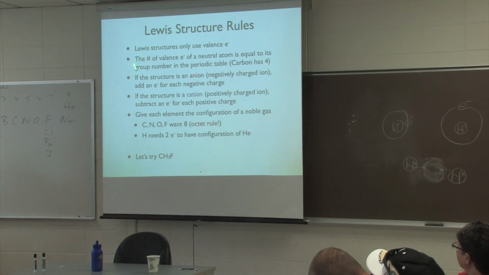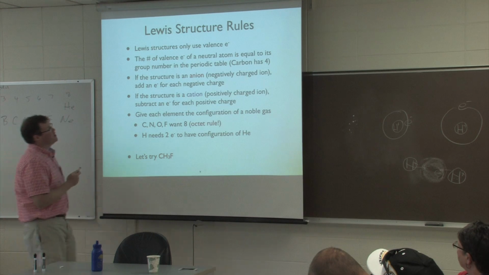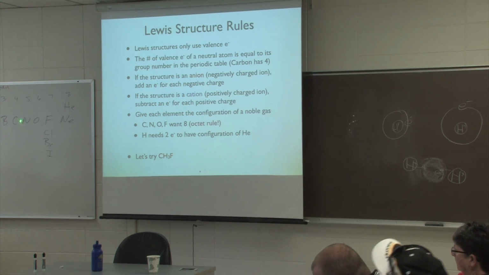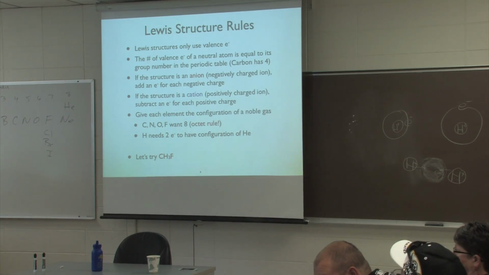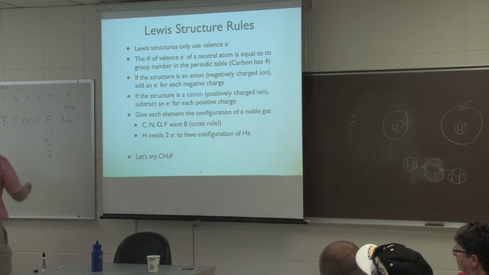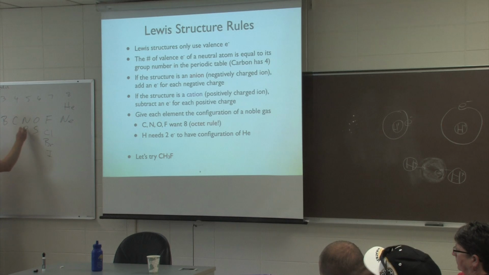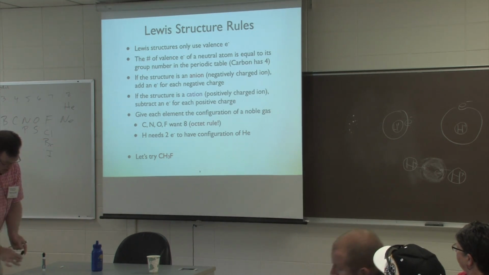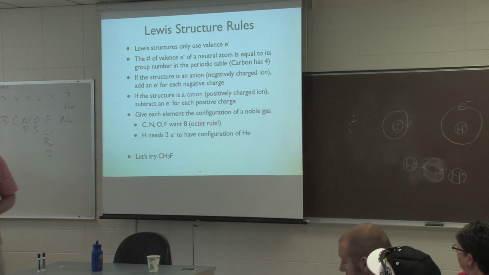We already know, too, that the number of valence electrons on a neutral atom is going to be equal to the group number on the periodic table. For example, carbon has 4, nitrogen has 5, oxygen has 6. I can draw in a couple more atoms here.